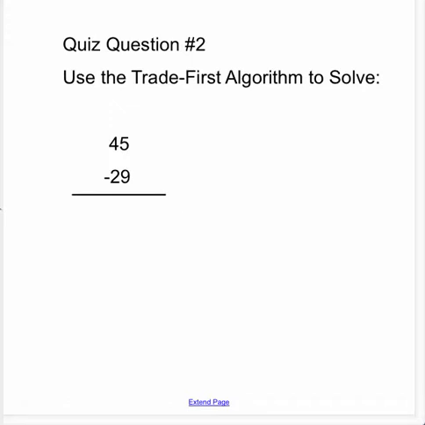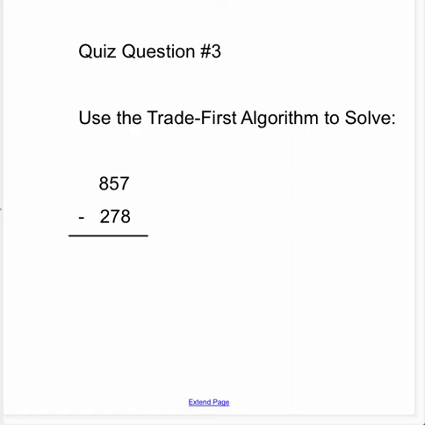Here it's time for you to do the quiz question number 2. Use the trade first algorithm to solve 45 minus 29. If you need to draw pictures of flats, longs, and cubes, go ahead and do that to help you solve the problem.